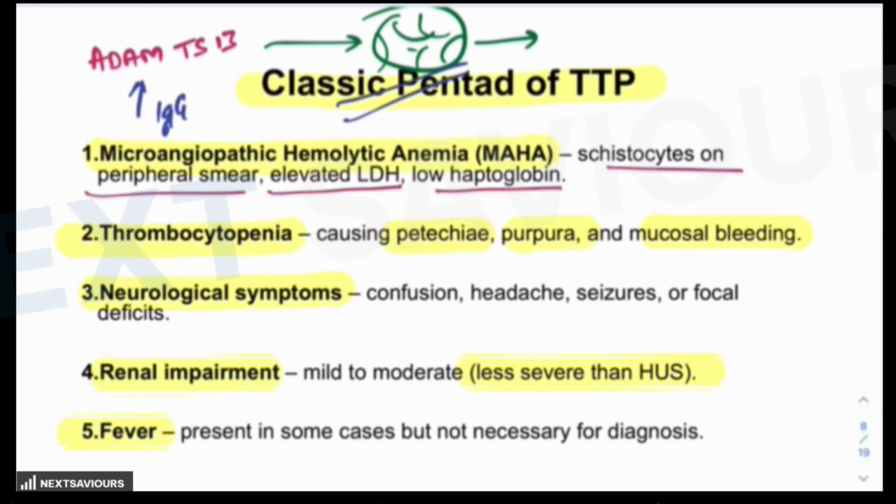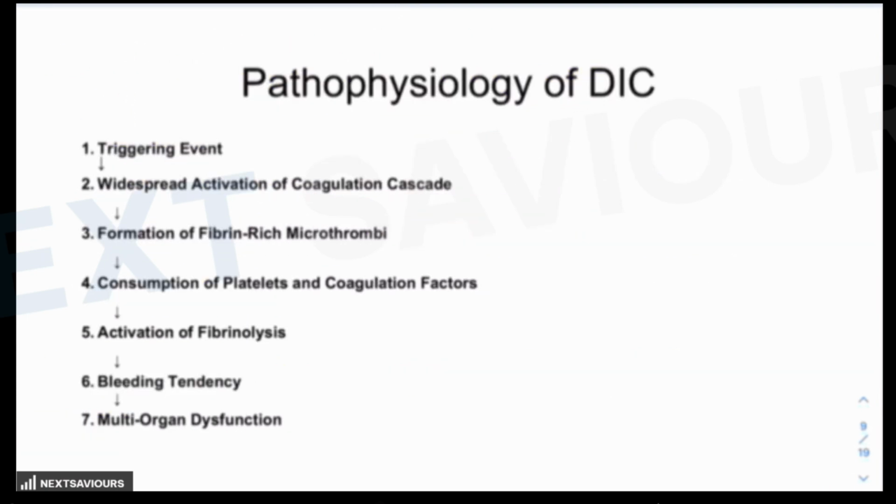Now, fever could be present or could not be. It's not like that every time the patient would be presenting with the fever. So this is the classical pentad of the TTP, which you have to identify in any question.